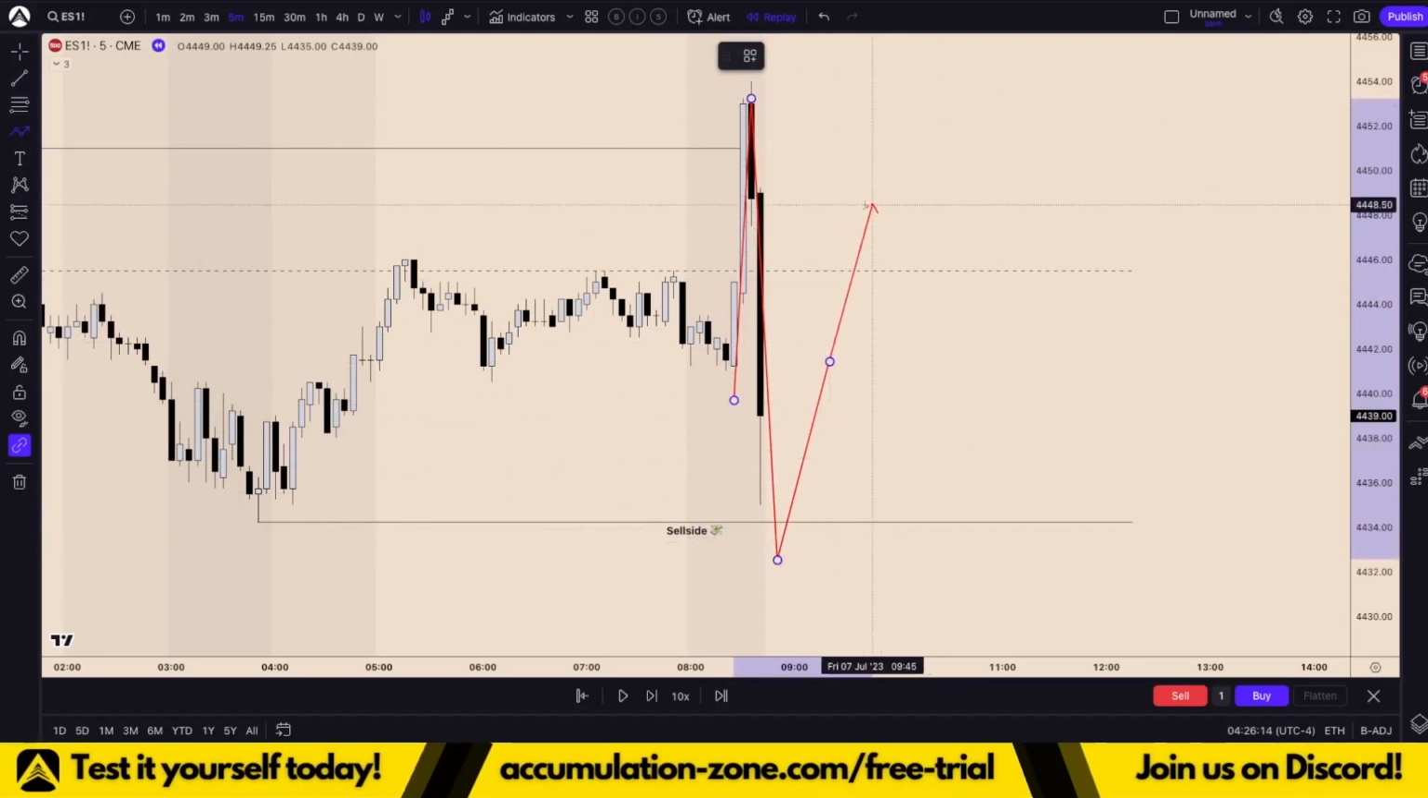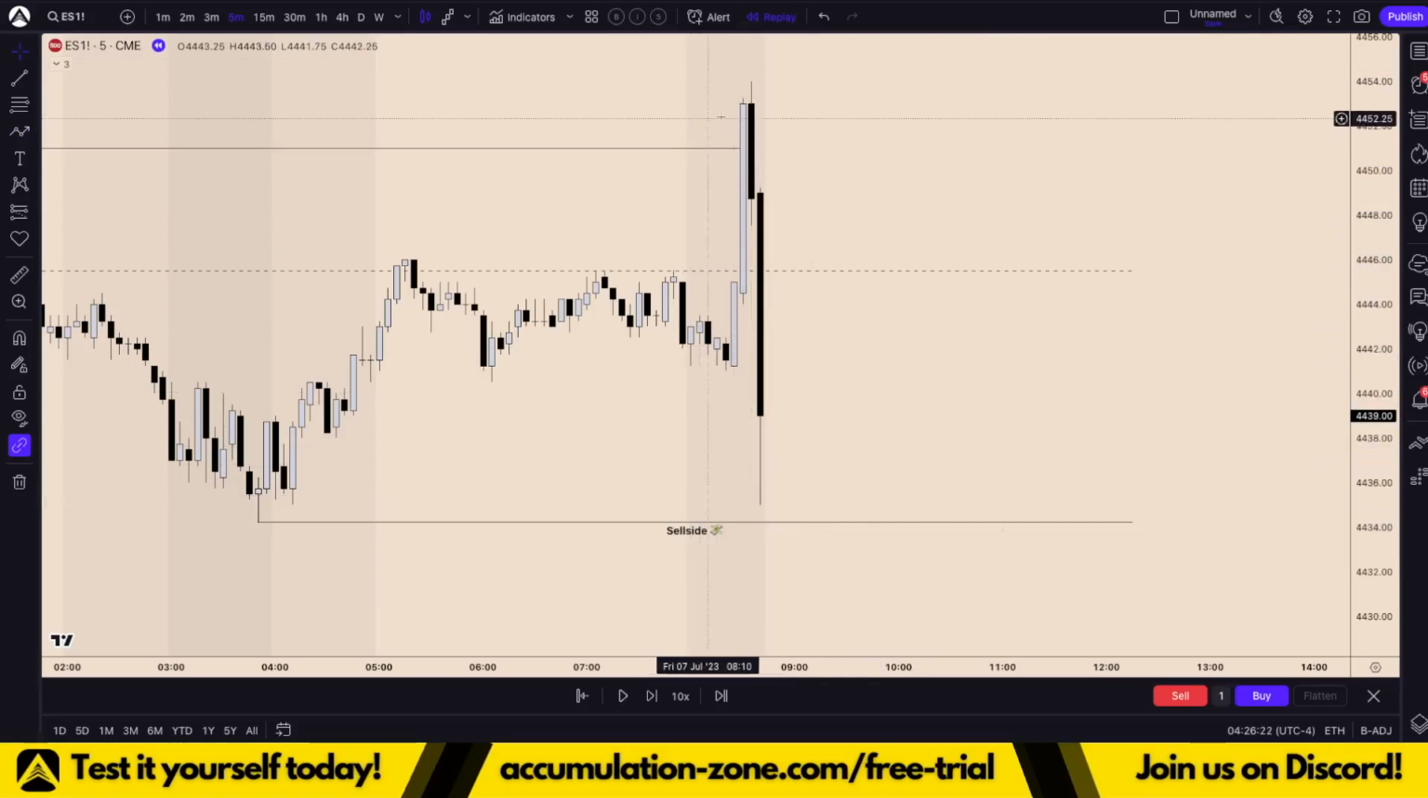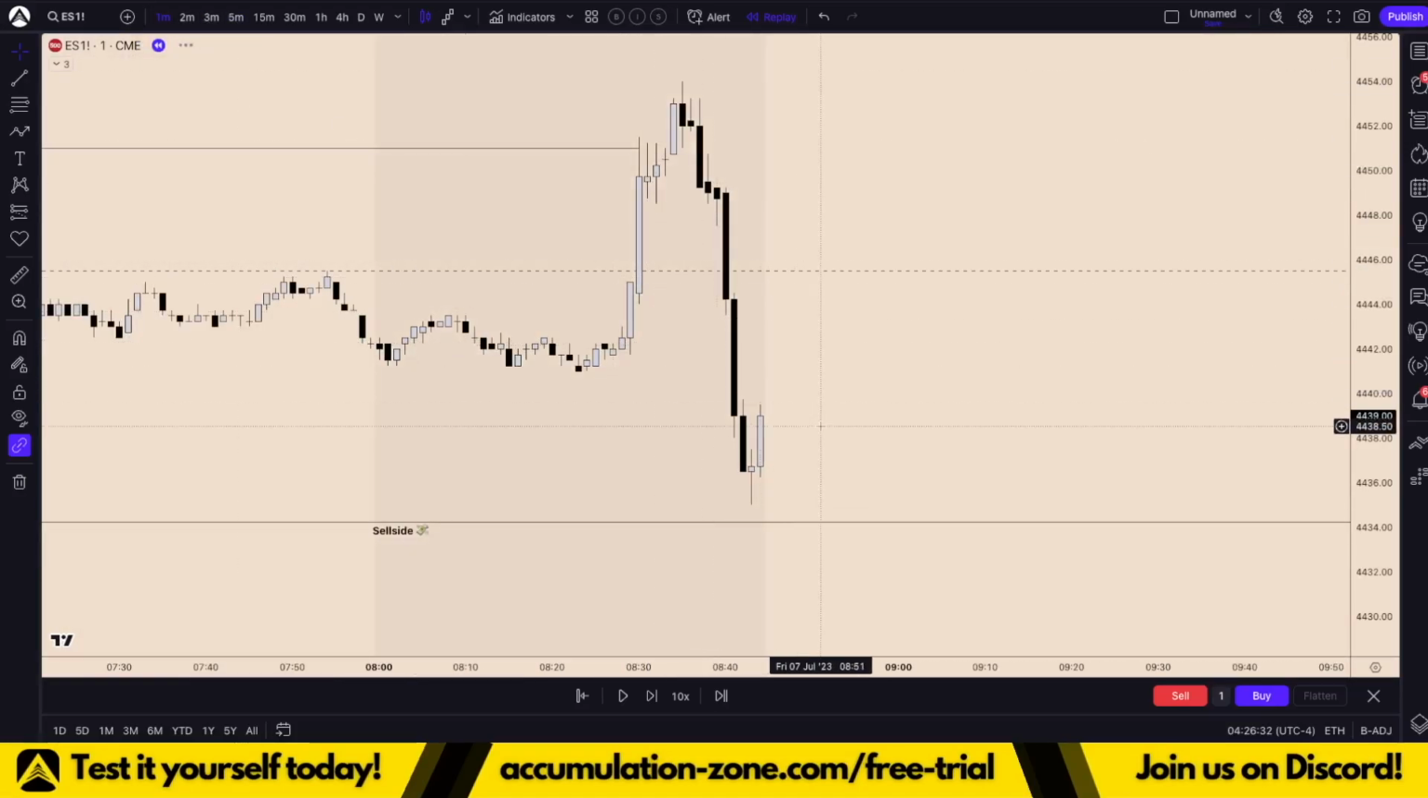Wherever we continue afterwards, I don't care about that. I want to target this sell side liquidity because I believe this is going to be the next draw on liquidity. We took buy side, we close again below the midnight open, and we're just a few ticks away from our sell side target. So from here, I drop down to the 1-minute time frame.